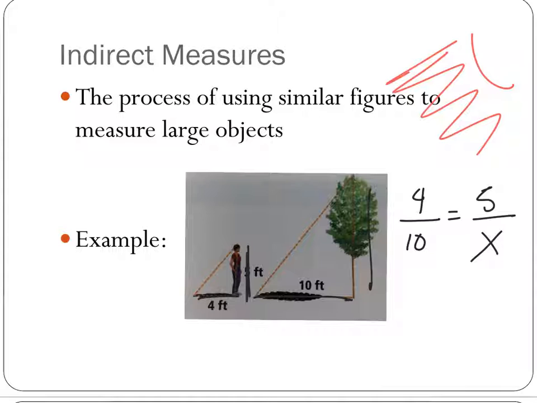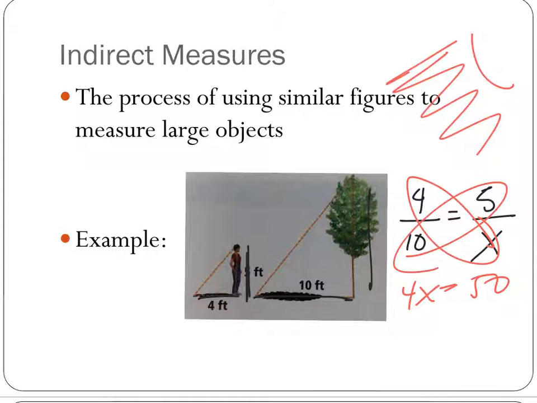So a little cross multiplication fun, right? 4x equals 50, and then go ahead and divide off your 4, and x is 12.5, and I guess that's feet in this case. So that's what it's really for, indirect measurement.